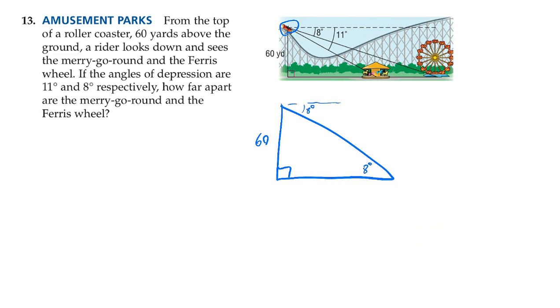And so this is an 8 degrees. And then you have the same picture going on with a 60 and now an 11 degrees here because, again, alternate interior, the angle of depression was 11 degrees, right? So now we could just find the distance to both of these, right?